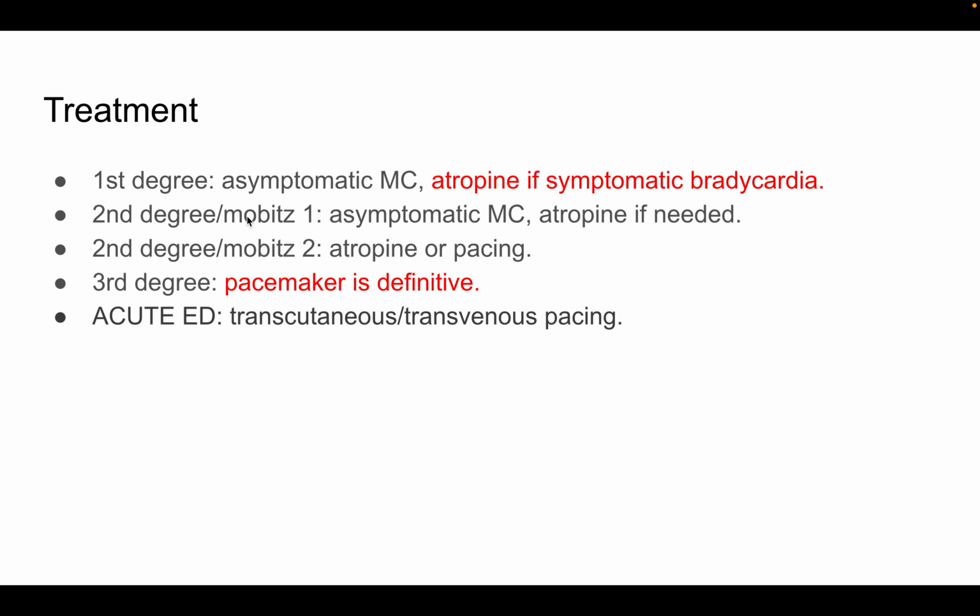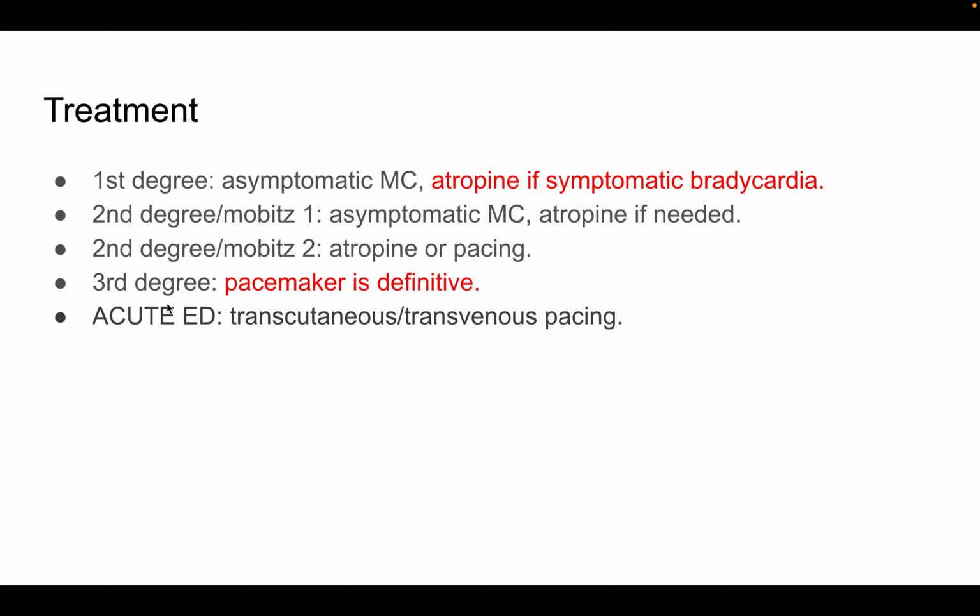Second degree Mobitz 1, which is Wenckebach, right? Well, are they symptomatic? If they're bradycardic, are they symptomatic or are they not? If they're not, you just need to observe them, correct? And if they are symptomatic, just give them atropine. If they're second degree Mobitz 2, that's a little bit more severe than Mobitz type 1. They probably need atropine or pacing, whether it's temporary pacing in the ED or a pacemaker.